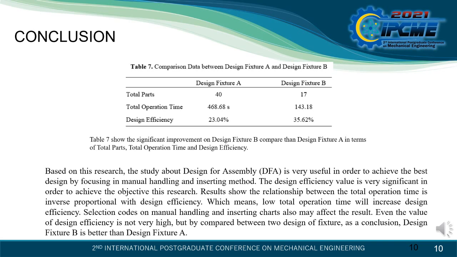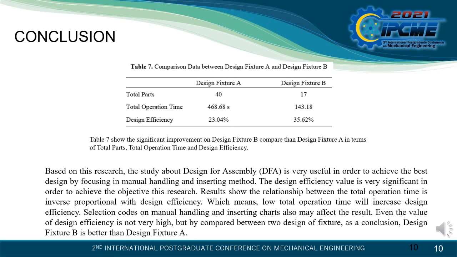Table 7 shows a comparison of data between design feature A and design feature B. So we can say that the total parts of design feature A is greater than design feature B. The total operation time to develop design feature A is also higher than design feature B, and the design efficiency for design feature A is less than design feature B.